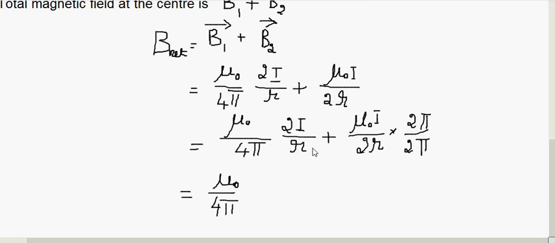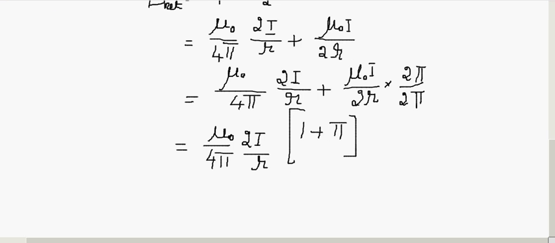We know 2I by r is also common. Mu naught by 4 pi into 2I divided by r. If I take it out, from the first term I'll get 1. On the second term, only pi is left. So this is the net field at the center: mu naught by 4 pi into 2I by r into 1 plus pi. Or the 2 will get cancelled, you can write it as mu naught by 2 pi also.